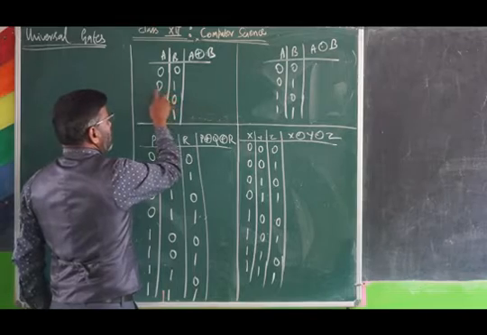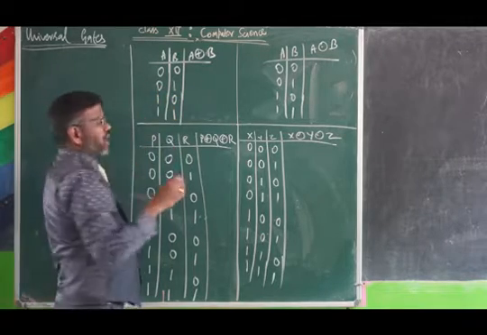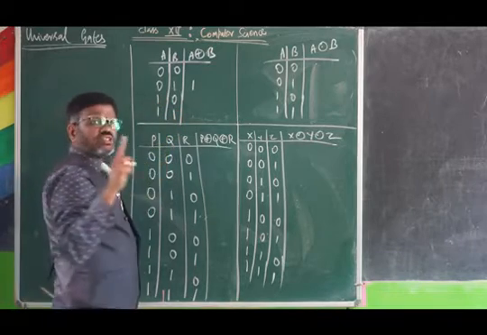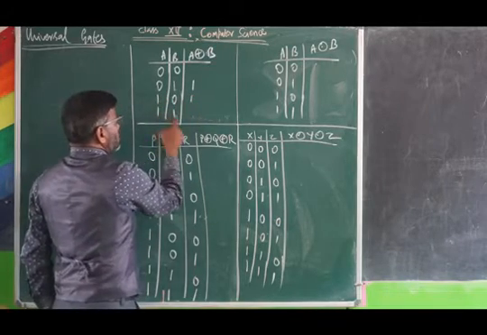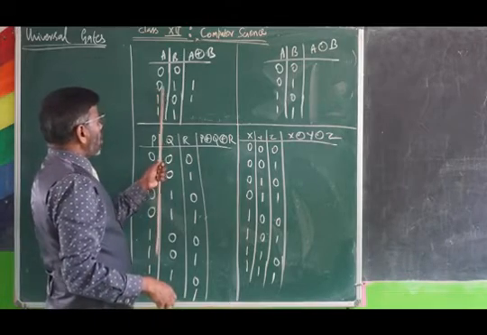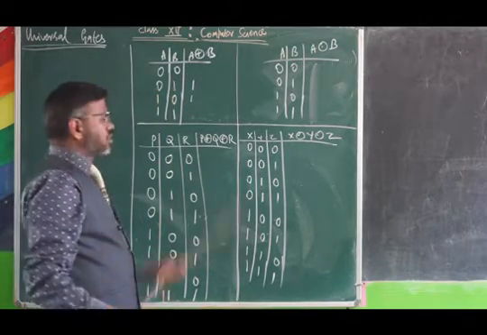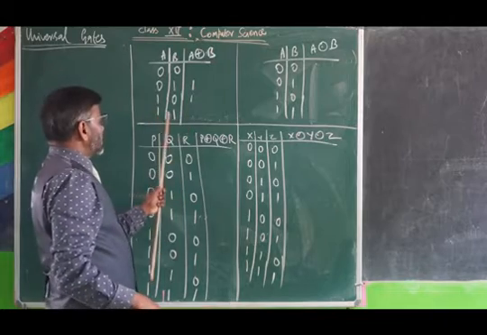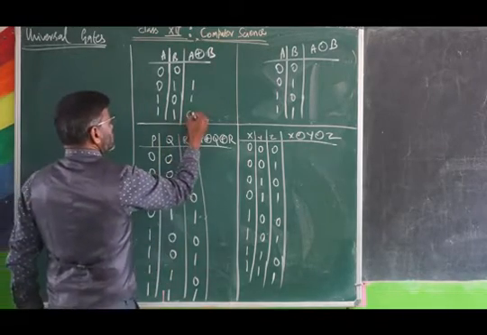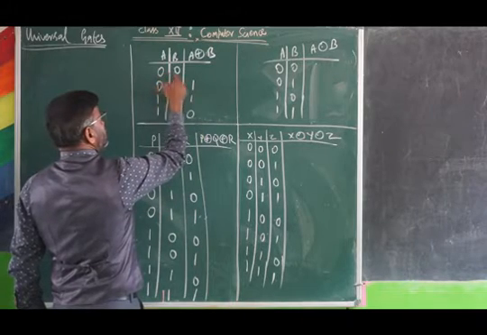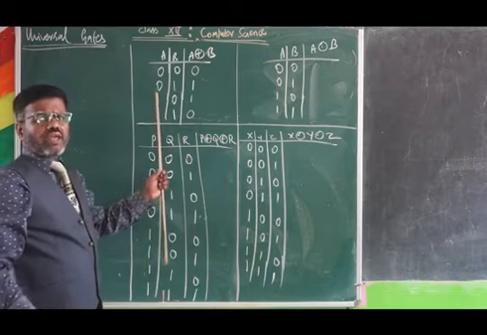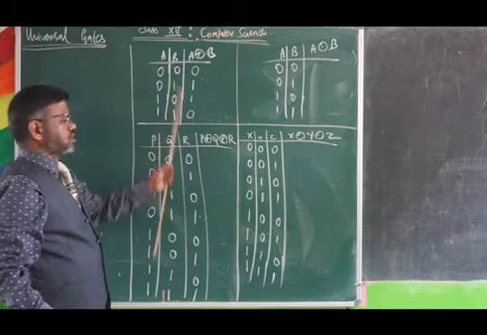Here, how many ones are there? Only one, it's an odd number. How many ones are here? 1, which is an odd number. How many ones are here? 2 ones are there, which is an even number. If there is an odd number of ones in the input, the output is 1. If there is an even number of ones, then the output is 0. How many ones are here? 0. 0 is an even number. So this is how the XOR gate works for a two variable truth table.